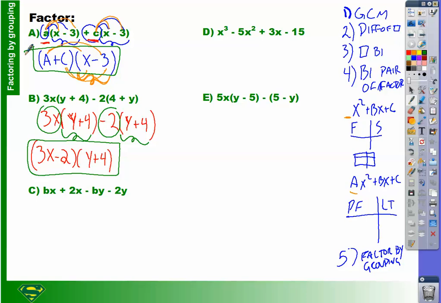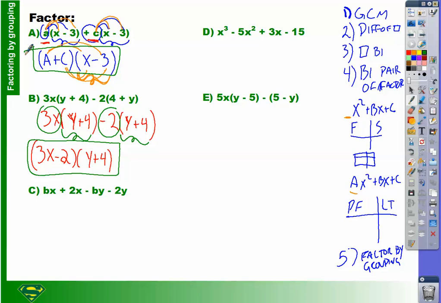Okay, question C, you have bx plus 2x minus by plus 2y. So now we have a polynomial with 4 terms. And we're going to start by going through our checklist. What is the first thing we look for in all 4 terms? A greatest common monomial. Do they have a greatest common monomial? No. It cannot be a difference of squares. A 4-term polynomial is not going to be a difference of squares. It can't be a square binomial either.